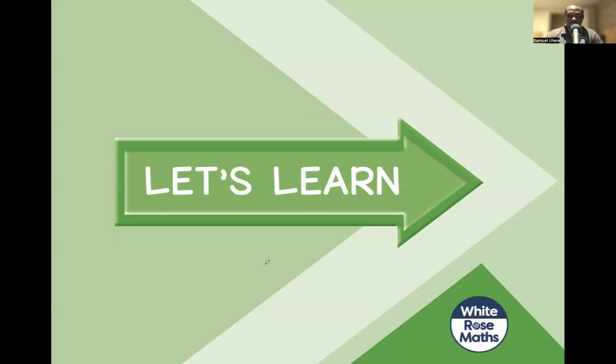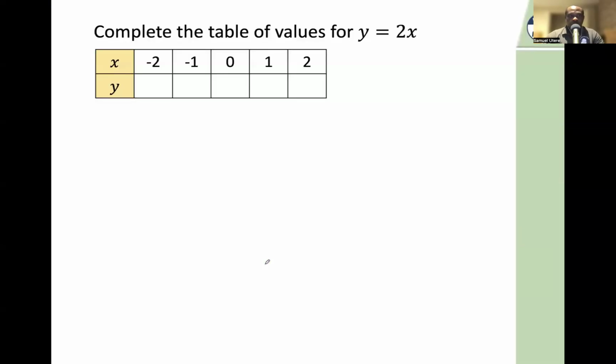Let's do some new learning for this lesson. If you're asked to complete the table of values for y equals 2x, I'm sure by now you'll be able to do it because we have seen this before in our previous lesson. So we know each time we have a value of x, we need to multiply that value of x by 2. That's what 2x means. So these values become the values we place in the table of values.